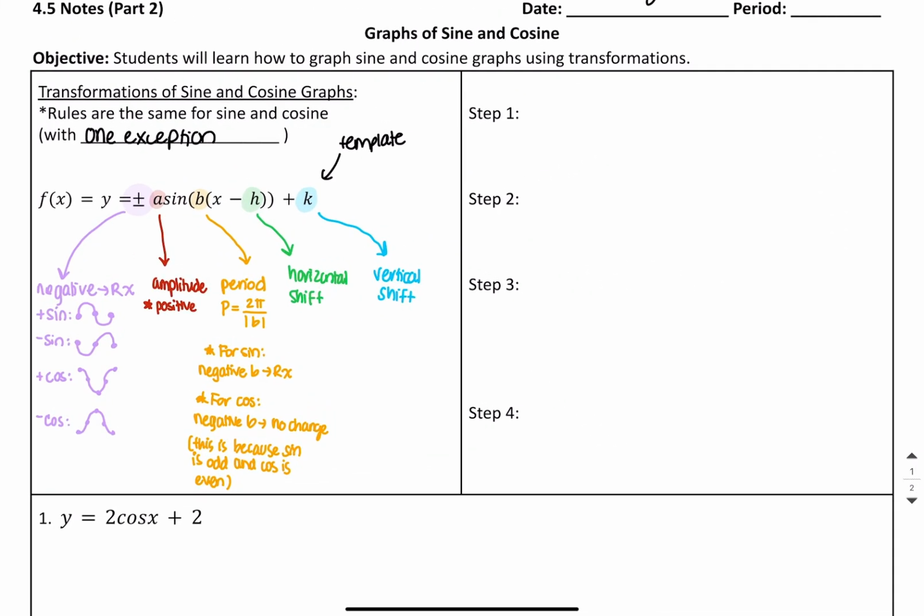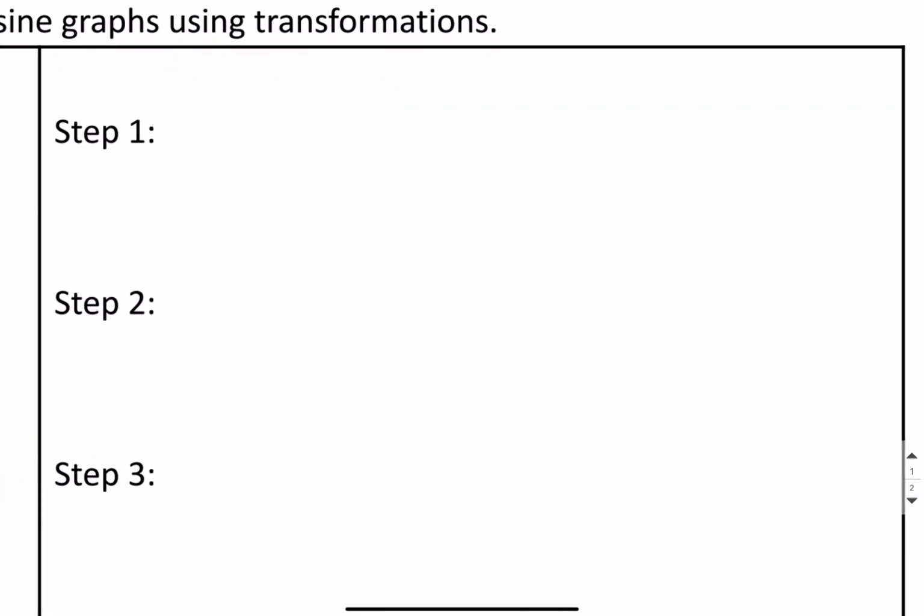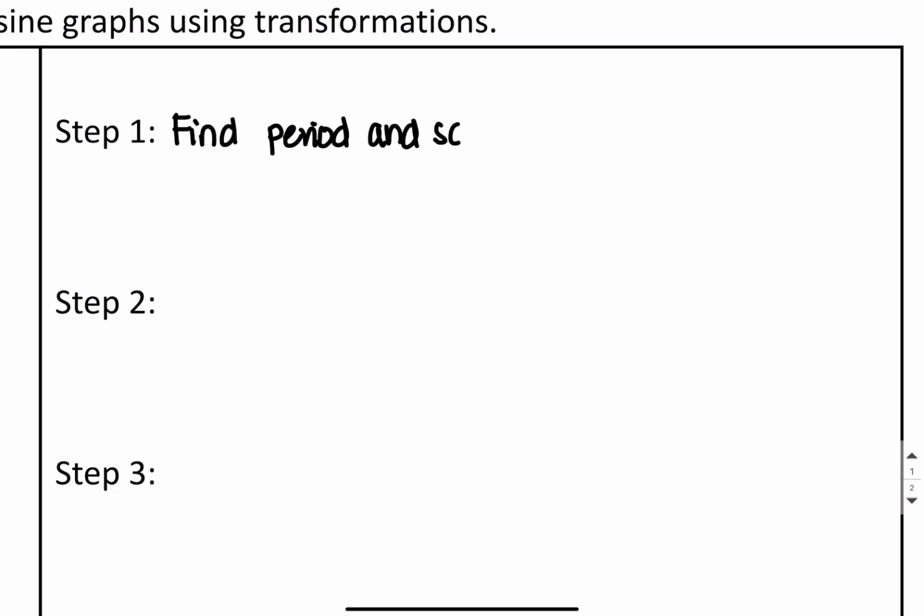So that's transformations. Then I want to talk about the steps for graphing a sine or cosine graph with transformations. So the first step is going to be, I'm going to find the period. So I want to find the period and scale the graph. That's going to be number 1. To find the scale, I'm going to divide the period by 4 for the 4 important sections in each period.